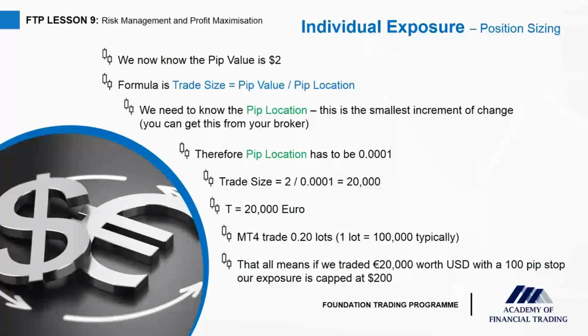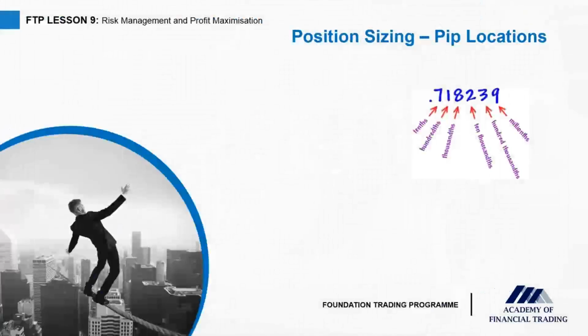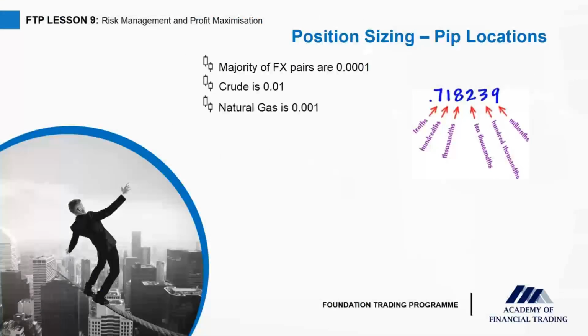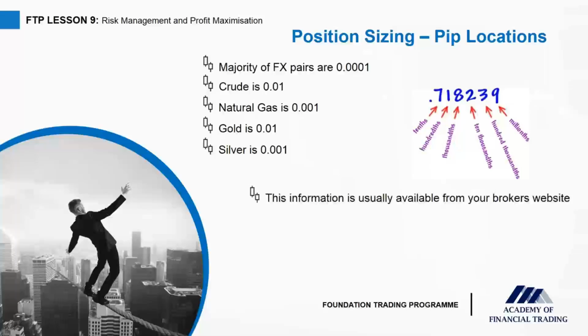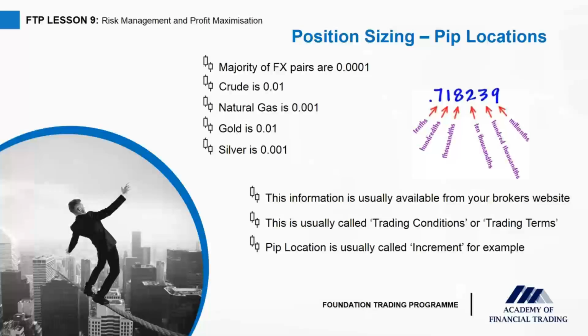Now, the missing part of all of this is how big the stop loss one should or could use. And again, that's where your strategy comes into its own, comes into its element essentially. These pip locations, for the majority of FX pairs, it is 0.0001, natural gas is 0.001, gold is 0.01, but it is information that is available from your broker's website, typically under trading conditions or trading terms, or something similar to that.